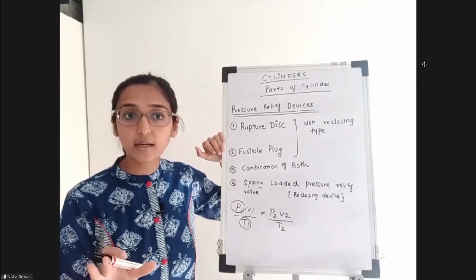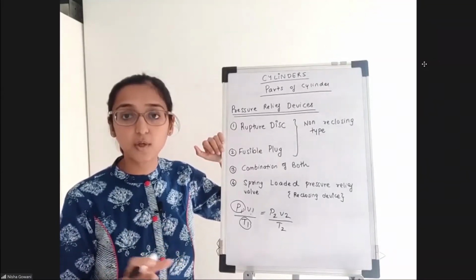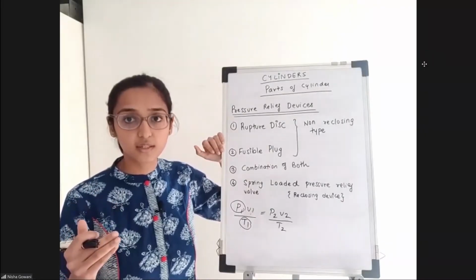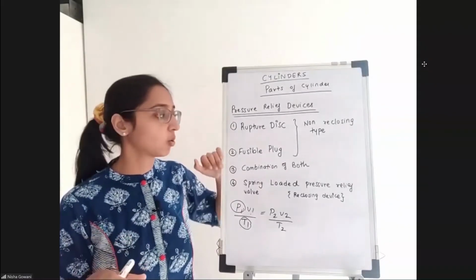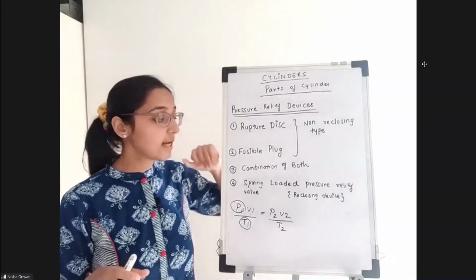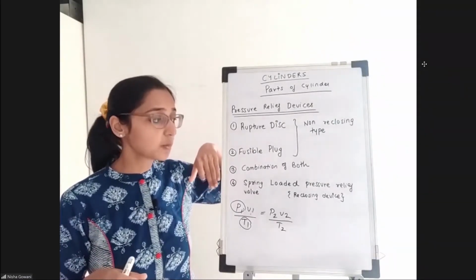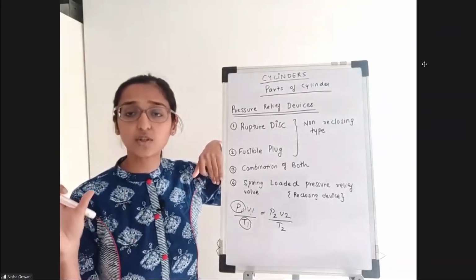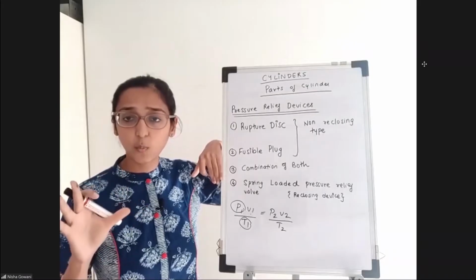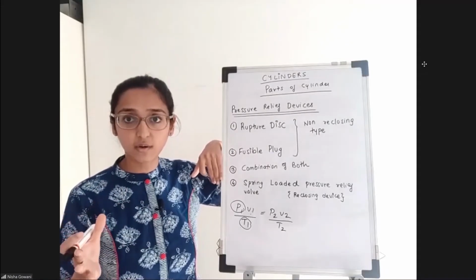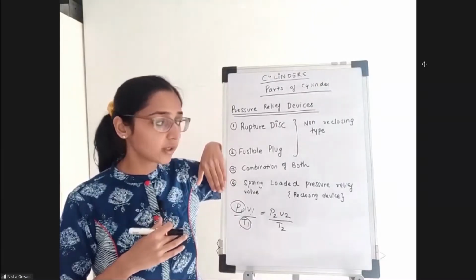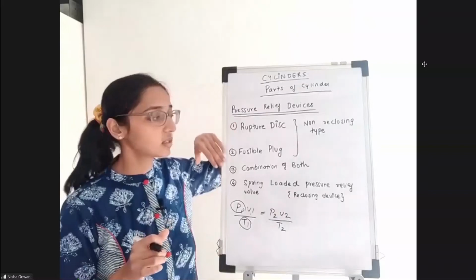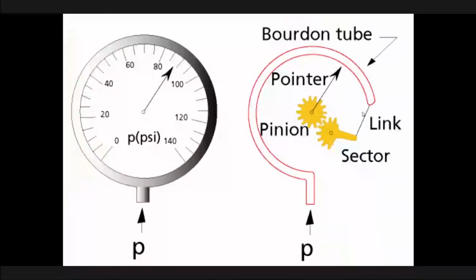It's not going to protect from overfilling of the cylinder, because it's purely temperature dependent. Then the third is a combination of both, the fusible plug and the ruptured disc. Then the fourth pressure relief device is the spring-loaded pressure relief device, wherein there is a spring-loaded valve. When the pressure exceeds, the spring opens and there is a release of the gases. This particular valve can later be closed, so it is a reclosing device, whereas the other two are not reclosing devices.